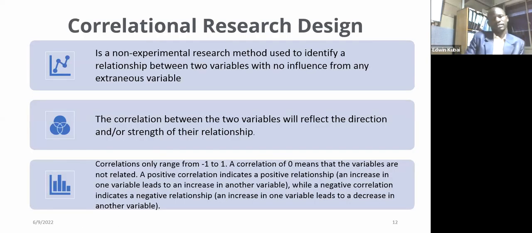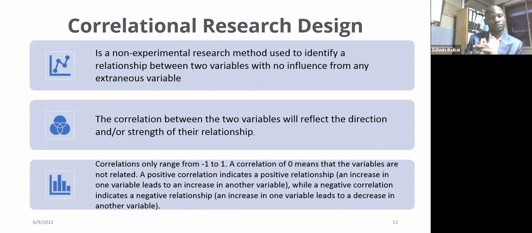Now, correlational research design is a non-experimental research method used to identify a relationship between two variables with no influence from the extraneous variable. So it means that you have either two or more variables and you're looking at how these variables are affecting each other, then holding the extraneous variable constant. You are assuming that the extraneous variable will not have any effect on the two or more variables whose correlation, or relationship, you are looking at. So that is a correlational kind of study.